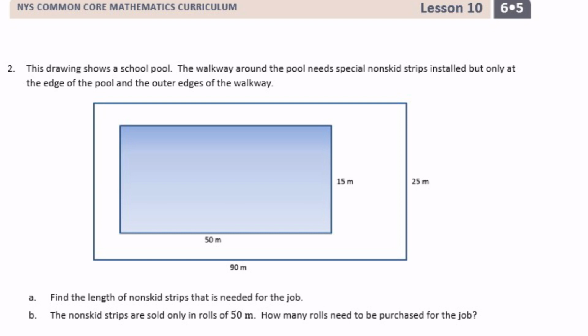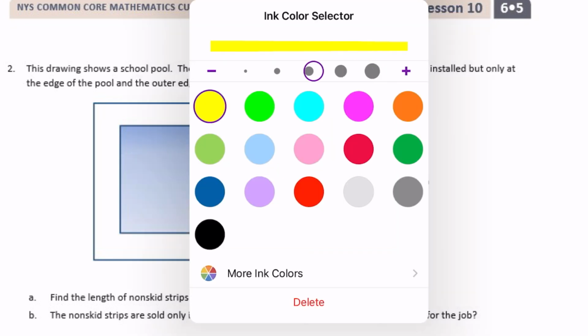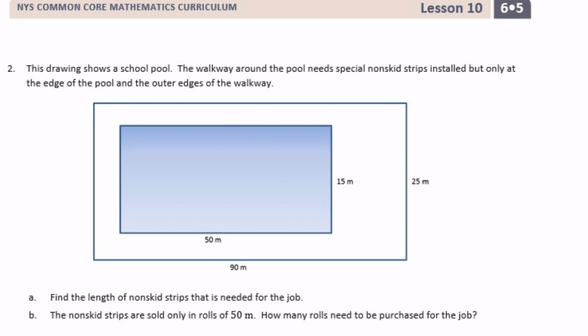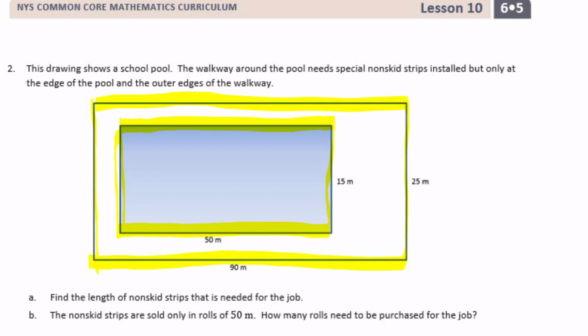Number 2. This drawing shows a school pool. The walkway around the pool needs special non-skid strips installed, but only at the edge of the pool and the outer edges of the walkway. A. Find the length of non-skid strips that is needed for the job. Okay, so we need non-skid strips along only at the edge of the pool, so along here, and at the outer edges of the walkway and here. Okay, so let's find the perimeter of all of that and how much we will need.